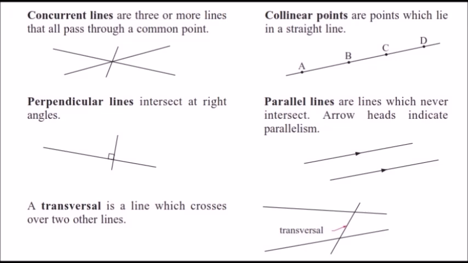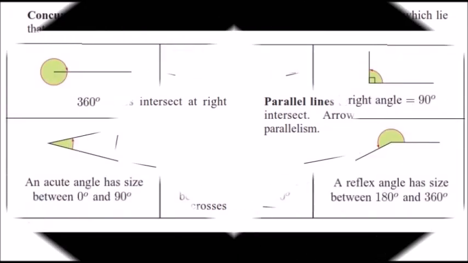Collinear points are points which lie in a straight line, as you can see at the points A, B, C, and D. Perpendicular lines intersect at right angles. Parallel lines are lines which never intersect. Arrowheads indicate parallelism. A transversal is a line which crosses over two other lines.